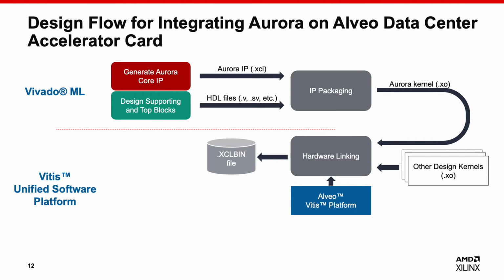Here is the full design flow. First, we use Vivado to generate the core Aurora IP, finish the top RTL wrapper design, and package the top design into a Vivado IP and convert it to a Vitis kernel file. The remaining flow is basically the same as the standard Vitis-based acceleration applications. We just generate other Vitis kernel files, finish the integration with the Vitis and the Alveo platform, then finally get the xclbin files.